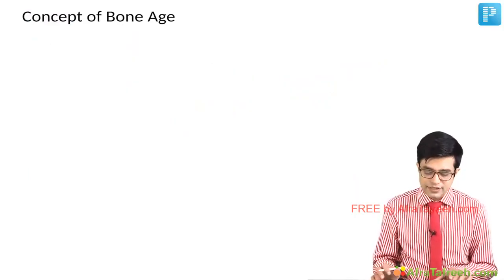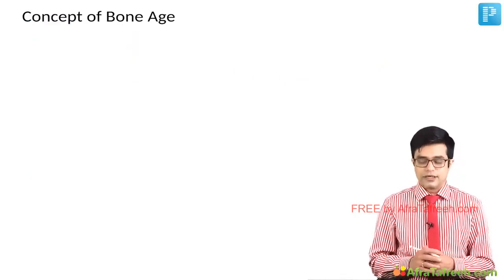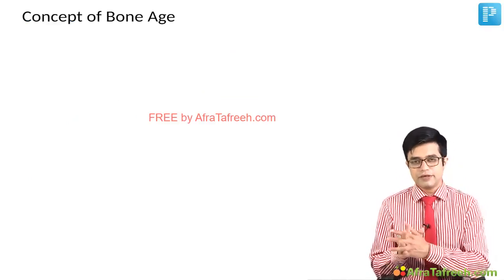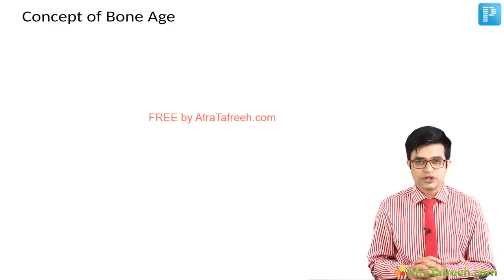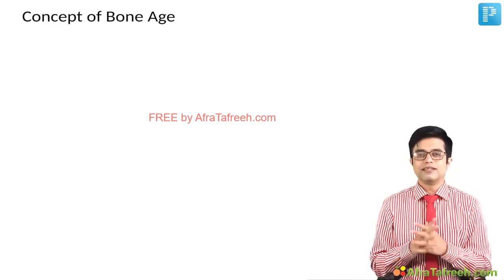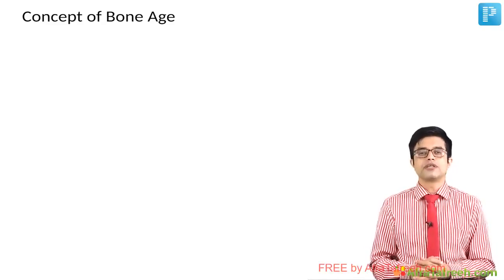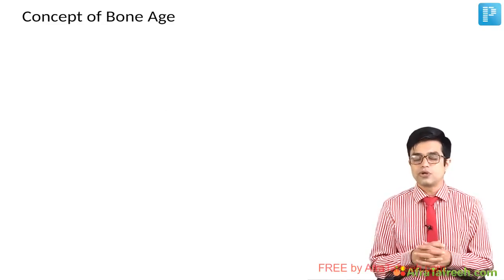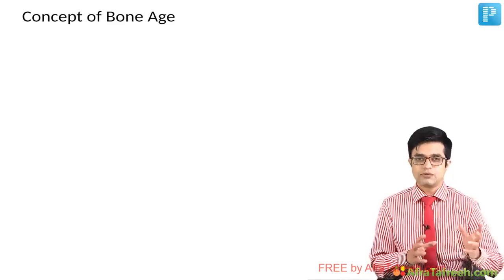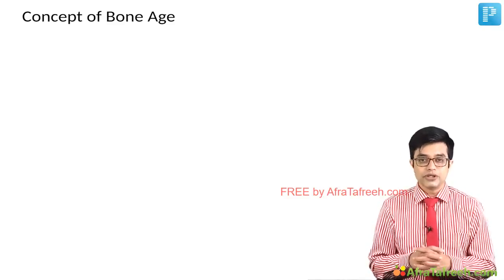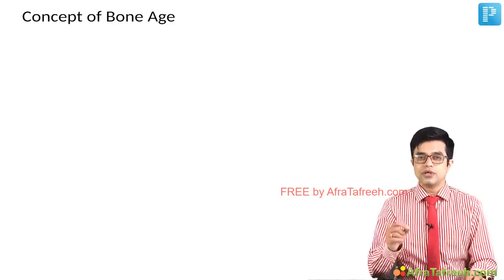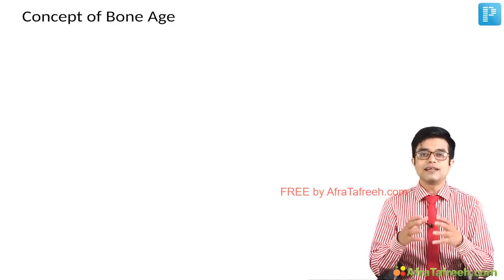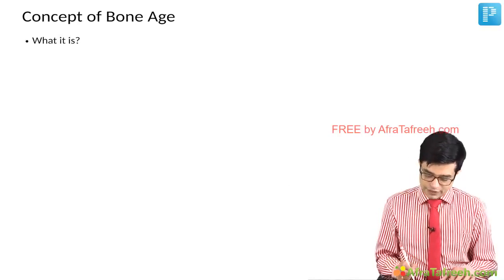Moving over to the concept of bone age. Now there are many types of ages we'll be discussing, particularly when we discuss the topic of short stature. But there is one thing called chronological age. What is chronological age? Age according to your date of birth, the true age, is called chronological age. That is one thing. Second is your bone age. Bone age refers to the age of a person or a child based upon the skeletal maturation.